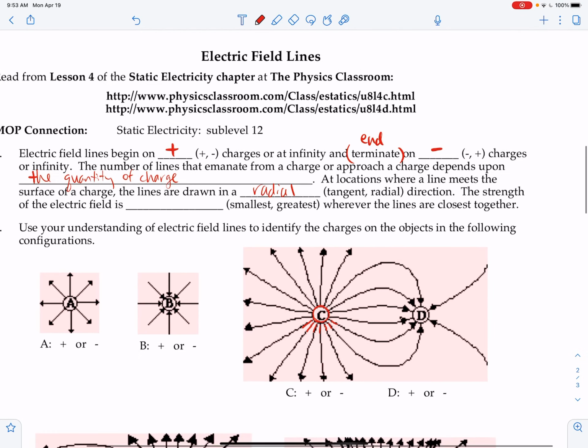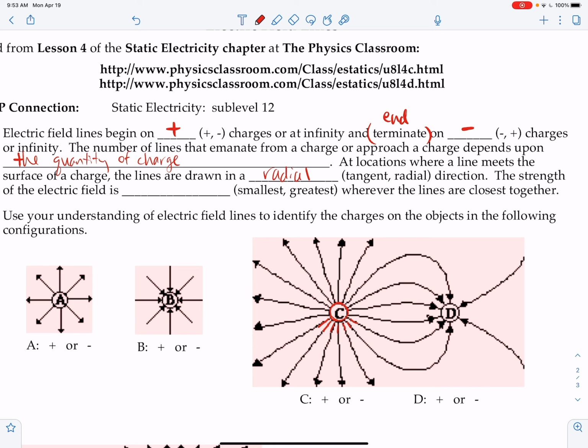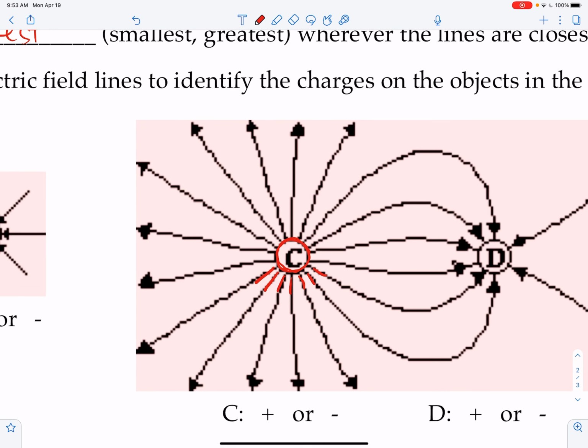The strength of the electric field is greatest wherever the lines are close together. So the way that a picture indicates a really strong electric field is by drawing those lines closer together. For example, here at object C, out here, the lines are pretty far apart from each other, so the electric field is weaker out there, but in here, the lines are closer to each other, so the electric field is really strong. This gives us an indication that the electric field has an inverse relationship to distance. The closer the distance, the stronger the field. As you move outwards away from that charge, the electric field strength weakens.